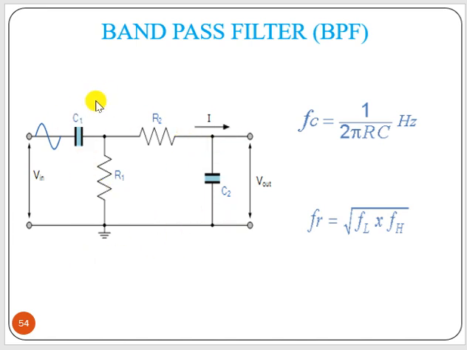Say when omega equal to 0, what happened? This is open circuited, right? So nothing will pass here, so output is 0. At omega equal to infinity, this will be short circuited, right? Again this will be short circuited, which means output voltage becomes 0. So at omega equal to 0 the output is 0, at infinity it is 0, so we have a maximum value in the middle position.